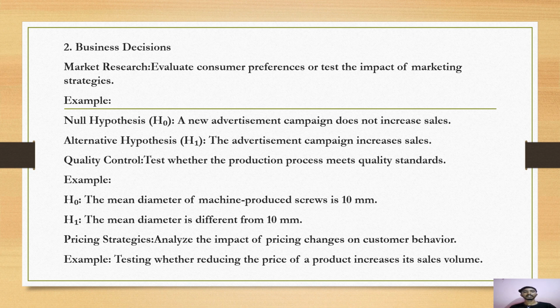Quality control. Test whether the production process meets quality standards. For example, H0: the mean diameter of machine-produced screws is 10 mm. H1: the mean diameter is different from 10 mm. Pricing strategies analyze the impact of pricing changes on customer behavior. For example, testing whether reducing the price of a product increases sales.